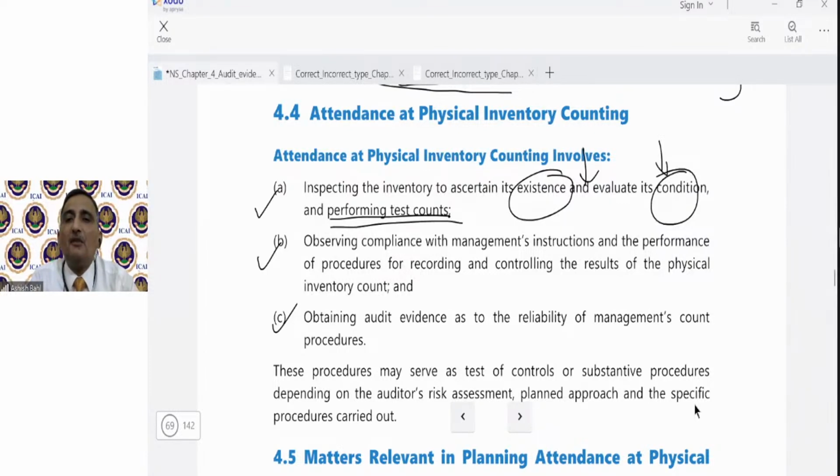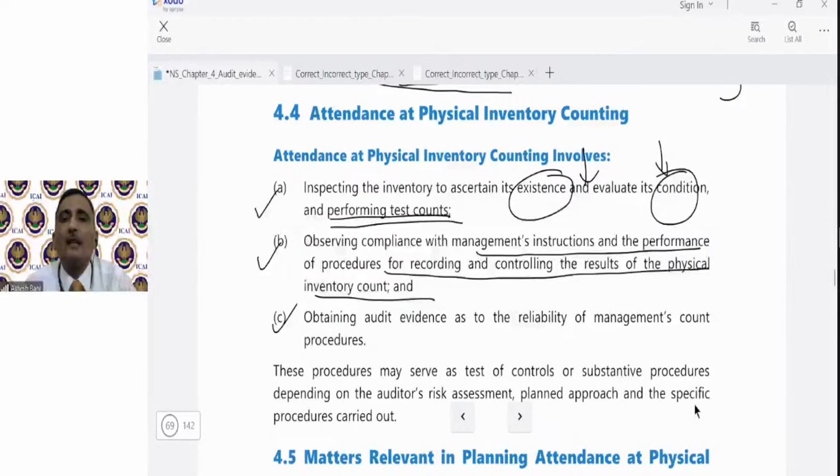Observing compliance with management's instructions. Again derived from the first point, that what is the program of the management, how the management is carrying out the physical counting process, what program has been devised by the management, who has been assigned the responsibility, whether a responsible person has been given the responsibility to see that the persons who are counting or physically verifying are doing their job properly, because the auditor cannot give instructions to them.